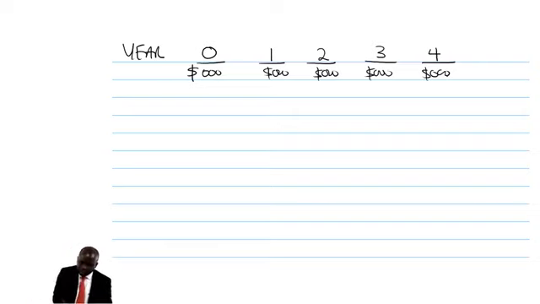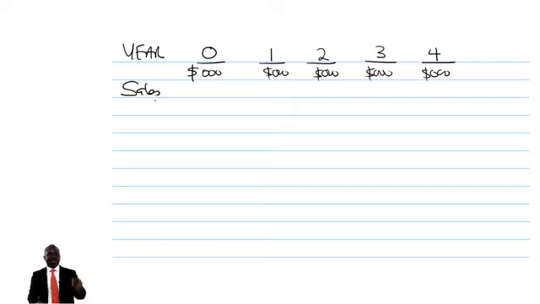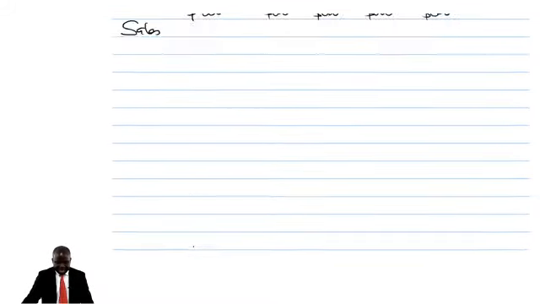Then how will you start? I need to start with my sales. How do I get sales? Sales is selling price multiplied by unit. I leave a very big space. I go to the next page and then I am going to talk about my workings.